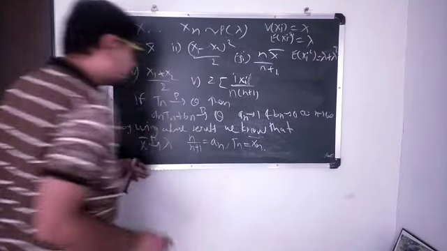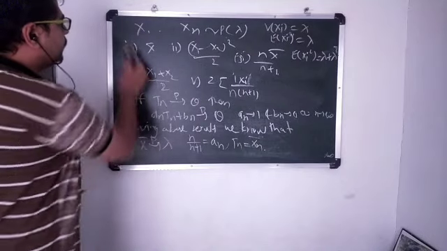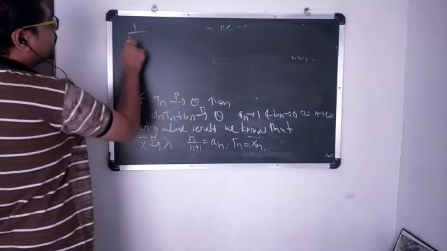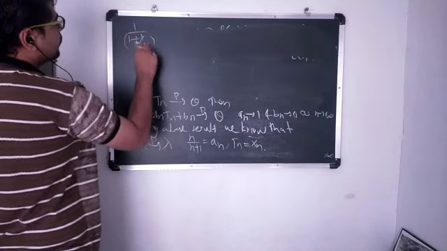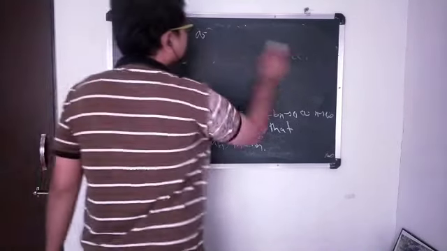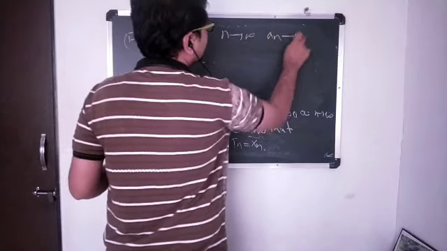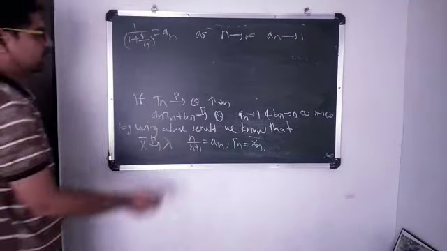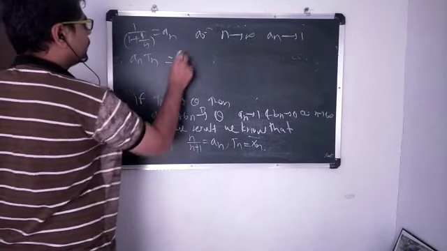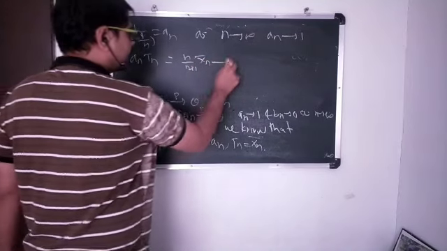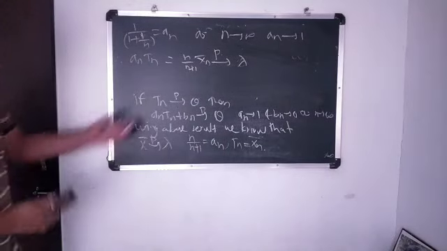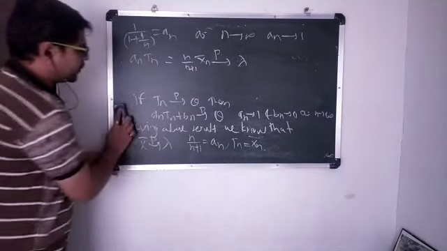So n upon n plus 1 can be written as 1 upon 1 plus 1 by n. So this is an. As n tends to infinity, an tends to 1. So therefore an Tn, that is n upon n plus 1 into X bar n, is a consistent estimator of lambda. So we have used this theorem and we have proved this is a consistent estimator.